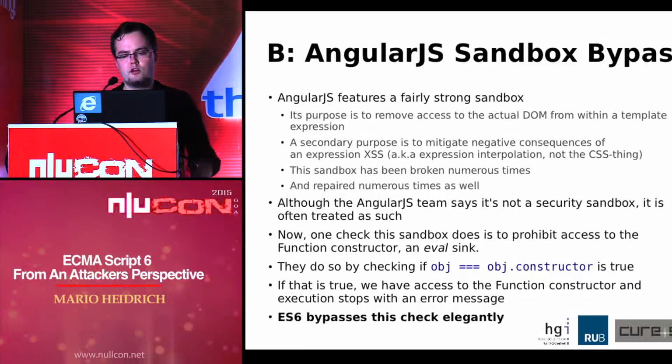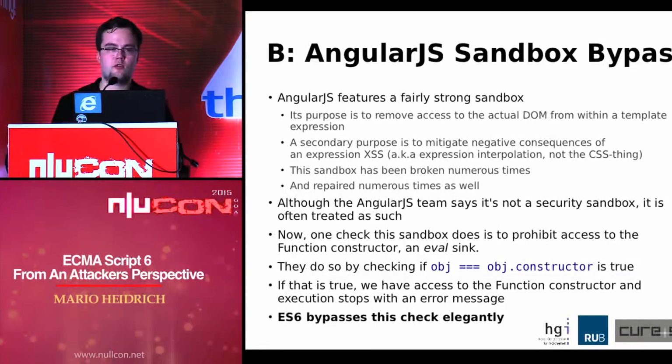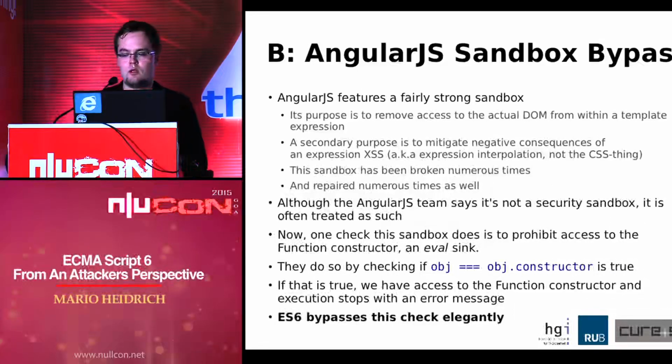And to make sure that it's not the function constructor, they say, all right, if object equals its own constructor, then it has to be function. And then they say, if it's function, we will not execute it, we will show you an error and say no, this is not possible, might be a sandbox violation. And they will deny your request of executing that code. And it's a fairly simple but very, very effective check. And so far no one managed to bypass this check.